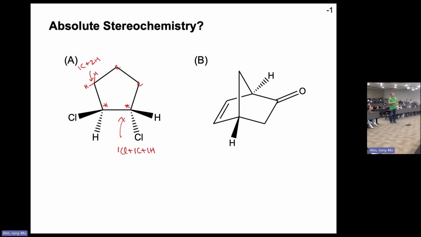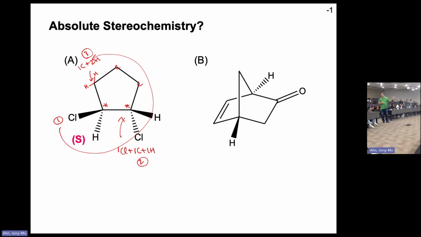So between these two, which one is the higher priority group? That one with the one chlorine, right? So number two is this one. Number three goes to this. Number four is the hydrogen, and the hydrogen is connected with the dash, which is where it's supposed to be. So then it's easy as connecting 1, 2, 3. It goes counterclockwise. So that must be S.